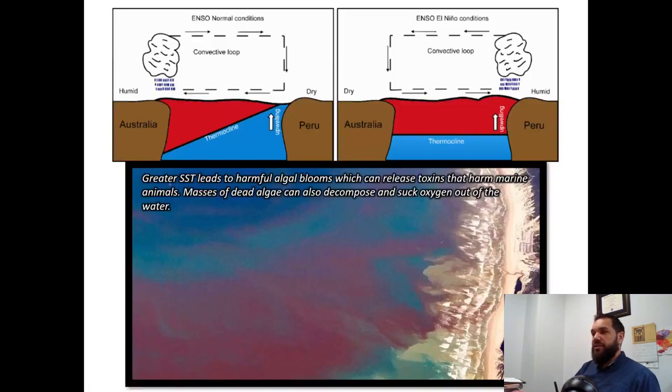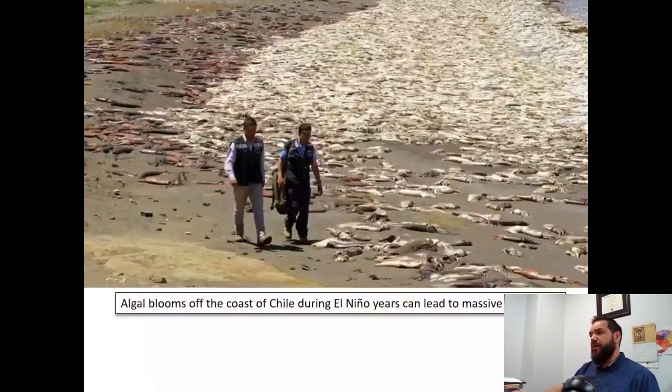A greater sea surface temperature has a lot of bad effects. For one thing, you don't get the same upwelling, so you don't get the same nutrient replenishment in the surface seawater. So you get a collapse of the ecosystems because phytoplankton don't have the nutrients they need to sustain life in the photic zone of the ocean, the upper surface level of the ocean. It also can lead to harmful algal blooms that can release toxins and harm marine animals. So you get these masses of dead algae that can decompose, and they suck oxygen out of the water. And it can cause massive fish kills.